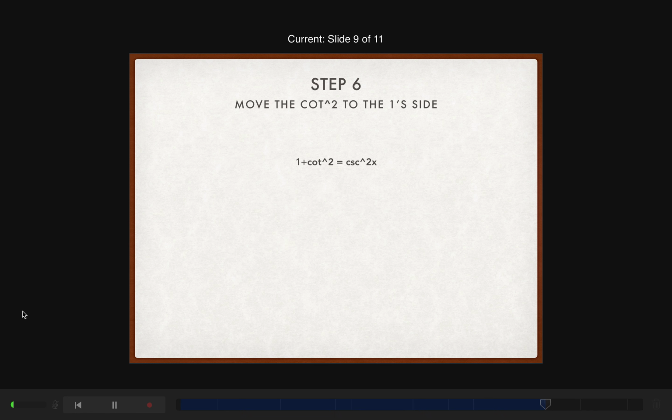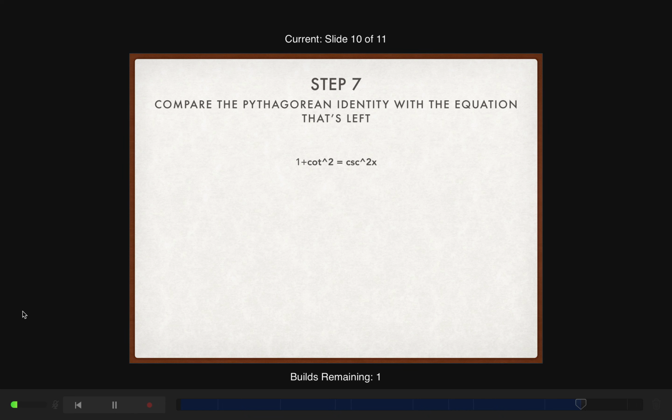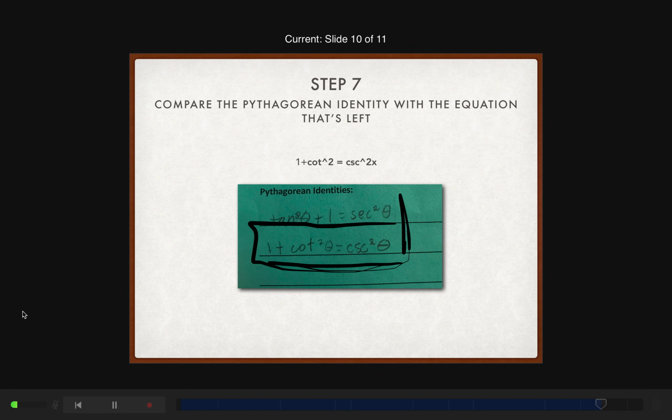So now you're going to want to move cotangent squared to the one side because you really want to make this equation look like the one that you see on the blue sheet for your Pythagorean identity. So yeah, now you're going to want to compare the Pythagorean identity with the equation that is left. So this is the equation that's left, and lastly, you're just going to be looking at it like this, like, okay, we got 1 plus cotangent squared equals cosecant squared. Well, that's a check. It's verified.